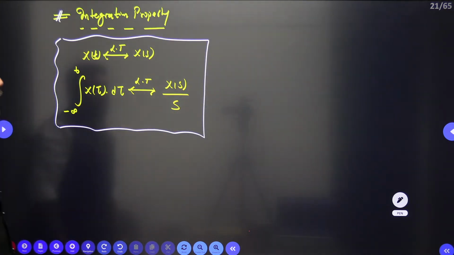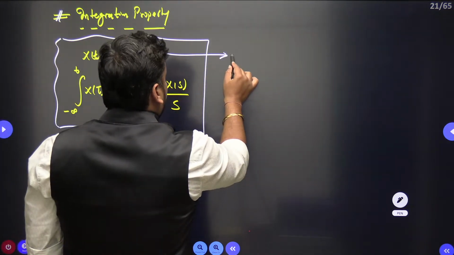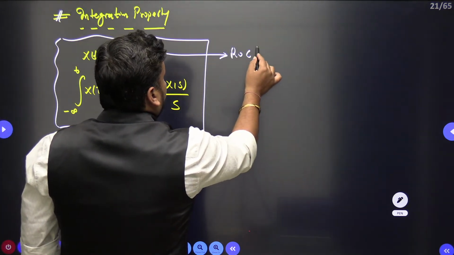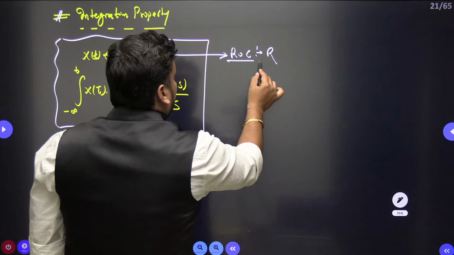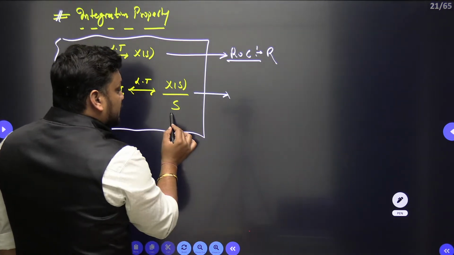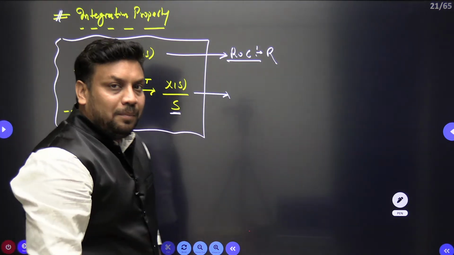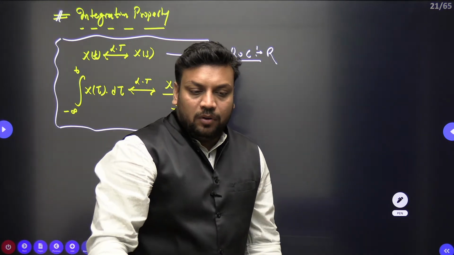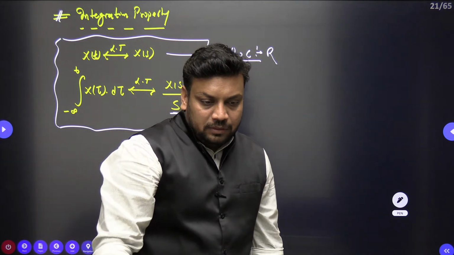Now what is the ROC effect, guys? If X(s) has the ROC R, then this is the ROC intersection with what? The ROC of 1/s, which is sigma greater than 0.